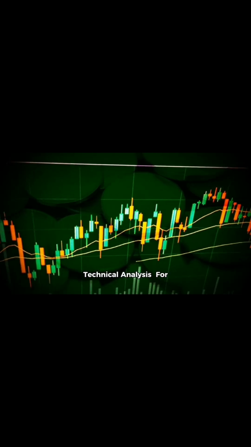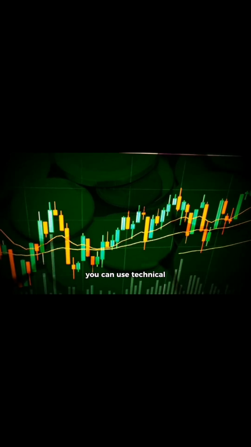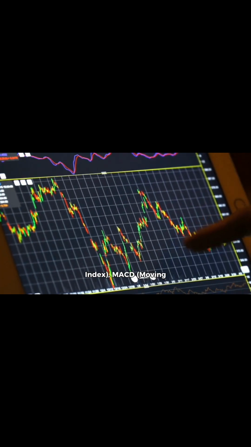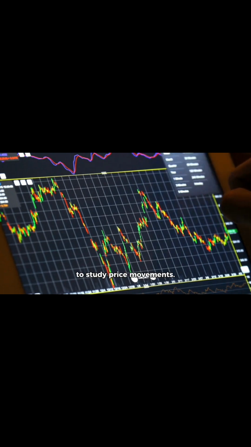8. Technical analysis. For more in-depth analysis, you can use technical indicators such as moving averages, RSI (relative strength index), MACD (moving average convergence divergence), and others to study price movements. Would you like a specific example or more details on any of these methods?